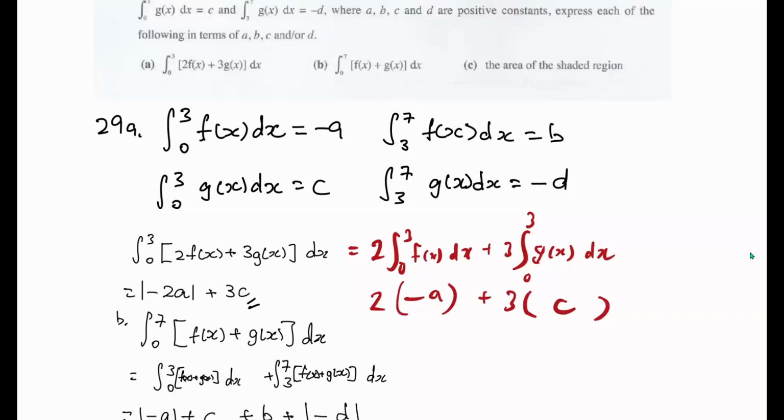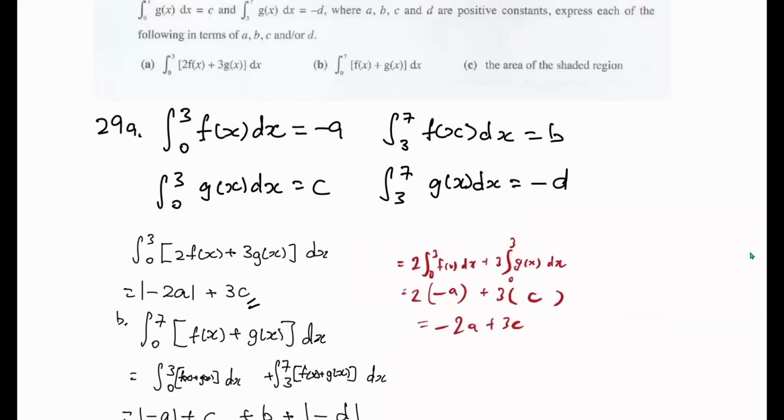So did you get that? Let me see. Minus 2a plus 3c. Right? Here you have a modulus negative 2a. Yeah. Okay. No, you don't need the modulus. Because here the rules tell you that you can just split it up term by term. Okay, integrate term by term. And then you factor out the 2. So this is fine. Okay. Very good. So that is for 29 part A.